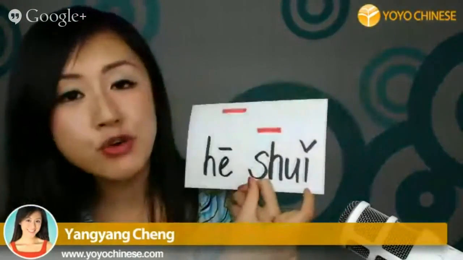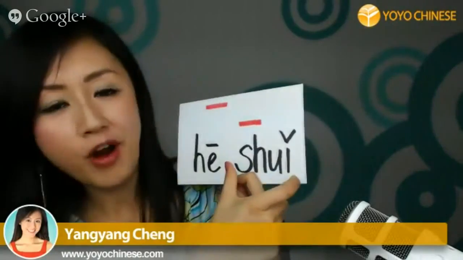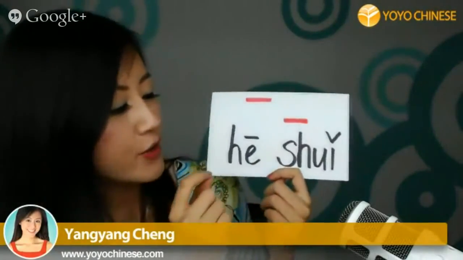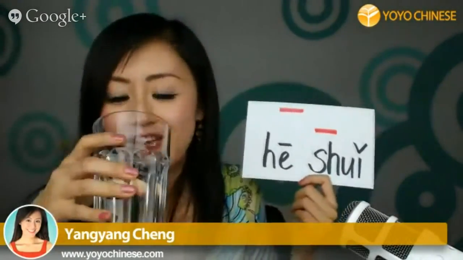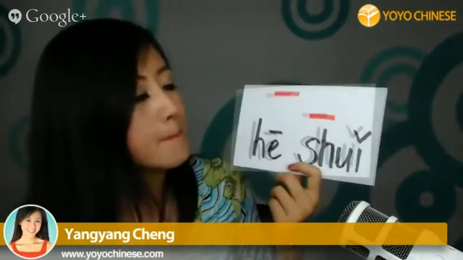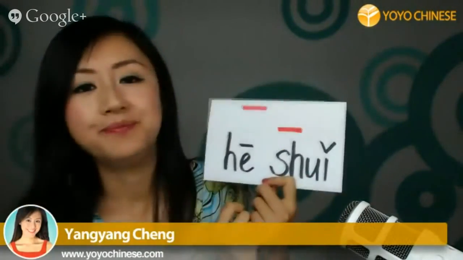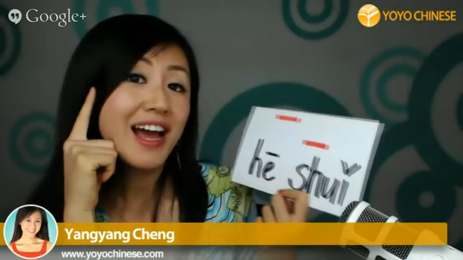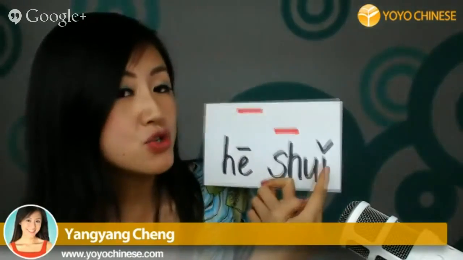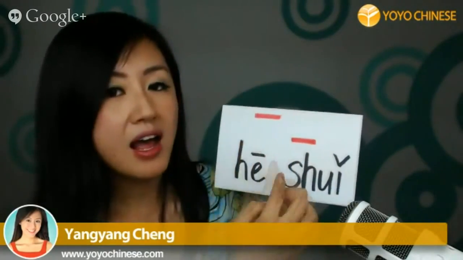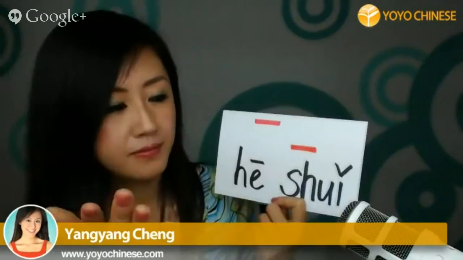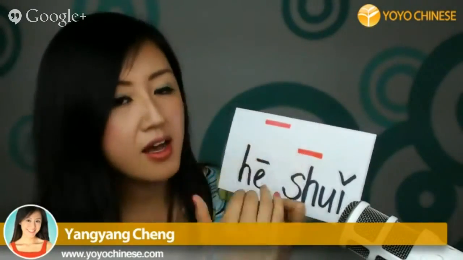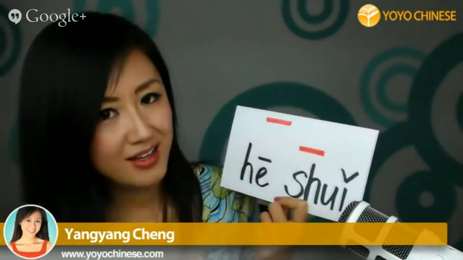Now let's put the third tone in the final part of the word. So to drink water is 喝水. So the first tone is very high, like when you say maybe, right? 喝水, 喝水. Perfect. 喝水. Okay, 喝水. All right.